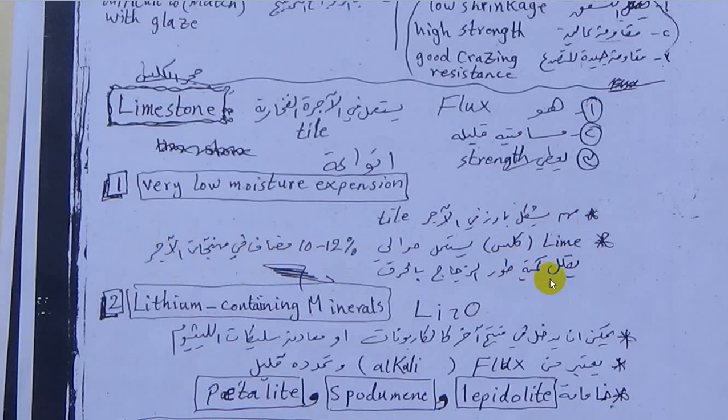Two, to escalate the quantity of the glass phase by calcination. Two, lithium containing minerals. Li2O, lithium oxide, can be introduced in further products such as carbonates or the lithium silicate minerals. It is considered a flux, a melting agent.